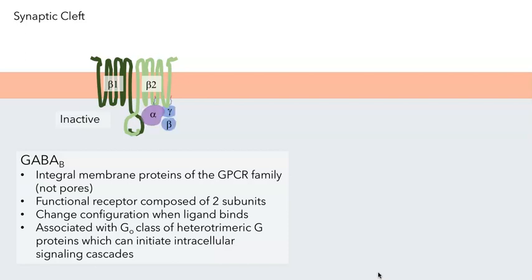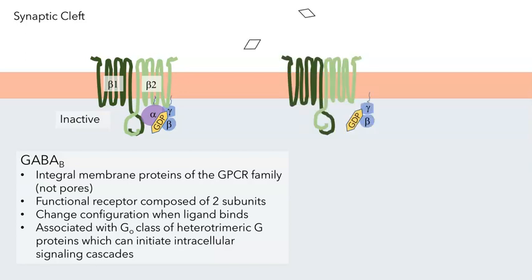We have the alpha, beta, and gamma subunits associated with a GDP. Now let's look at what happens when we add GABA. Well, the GABA will come, bind to its binding site. That then induces a conformational change, which in turn will promote the exchange of a GTP for a GDP. Once the G protein is bound to a GTP, it dissociates.